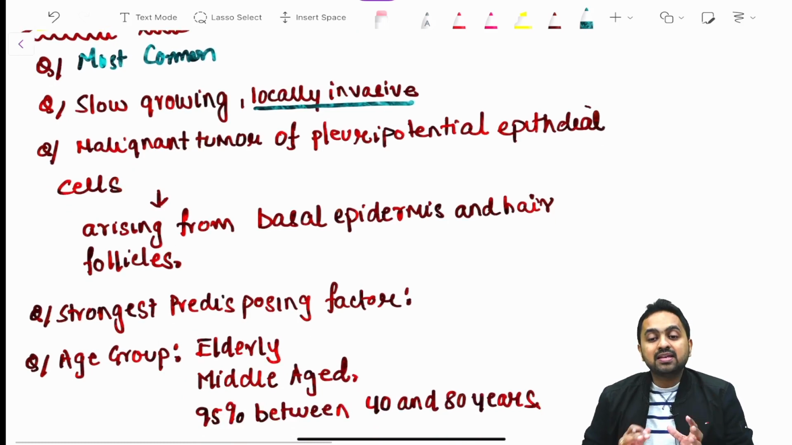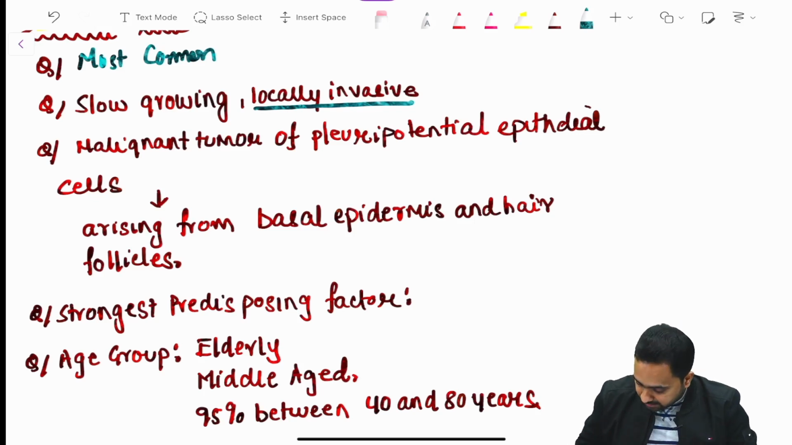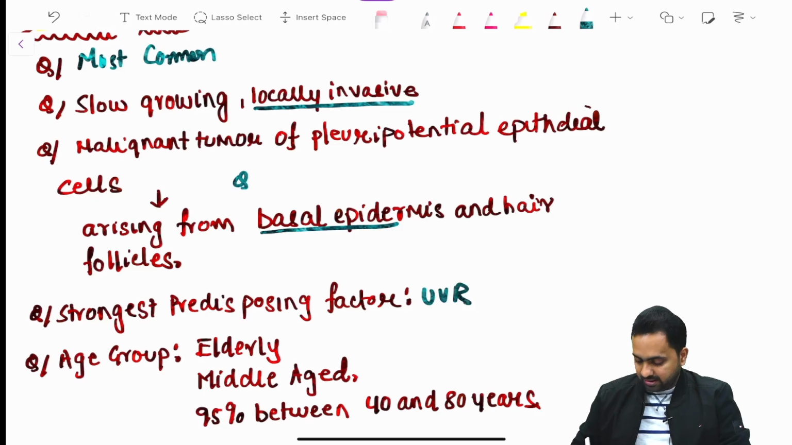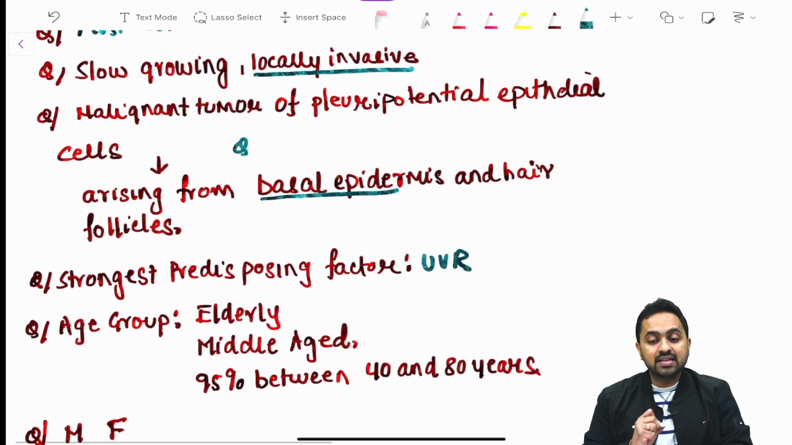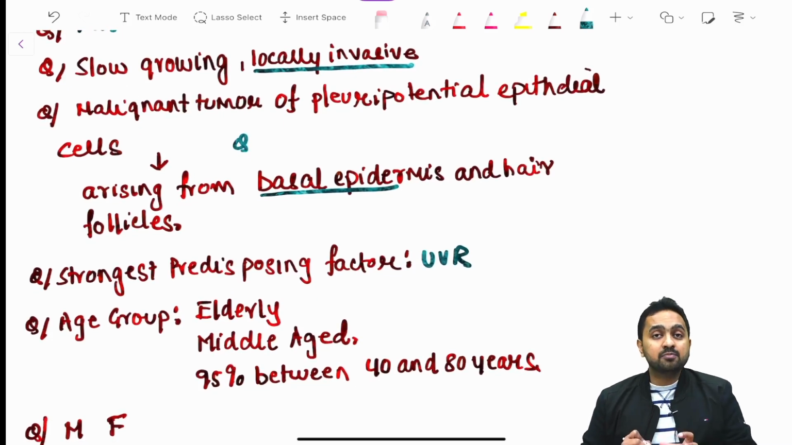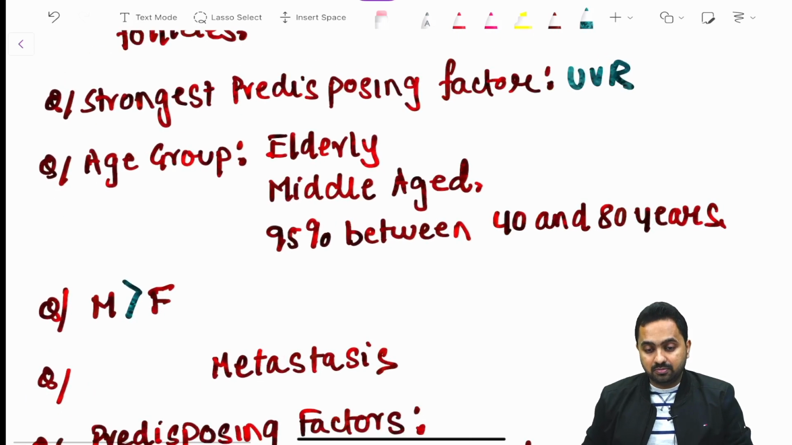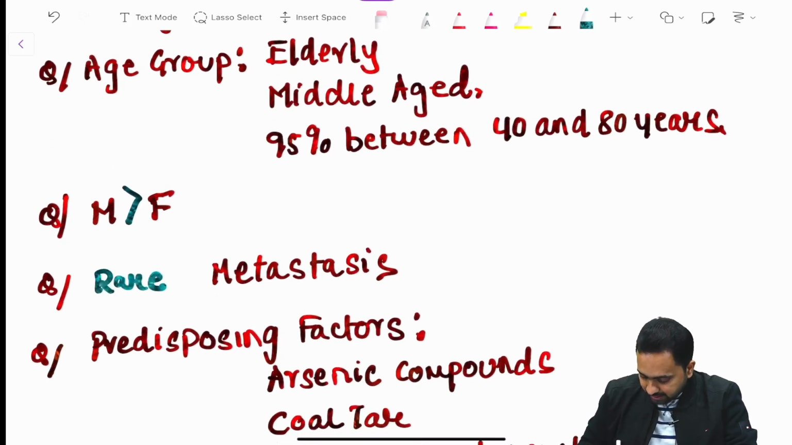Now, it is a malignant tumor of the pluripotential epithelial cell which arises from the basal epidermis and hair follicles. The strongest predisposing factor for your basal cell carcinoma is ultraviolet radiation. The age group commonly affected includes the elderly and middle aged, and around 95% occur between 40 to 80 years of age. It is more common in males compared to females. Then metastasis is very rare in basal cell carcinoma.